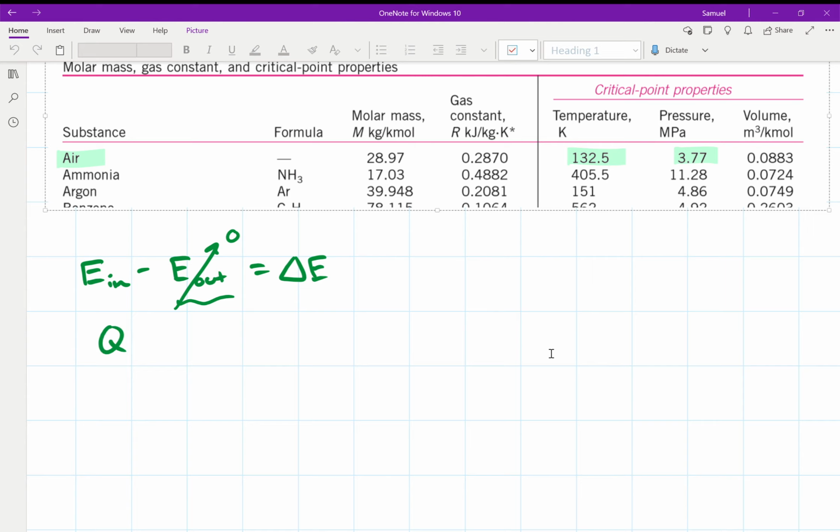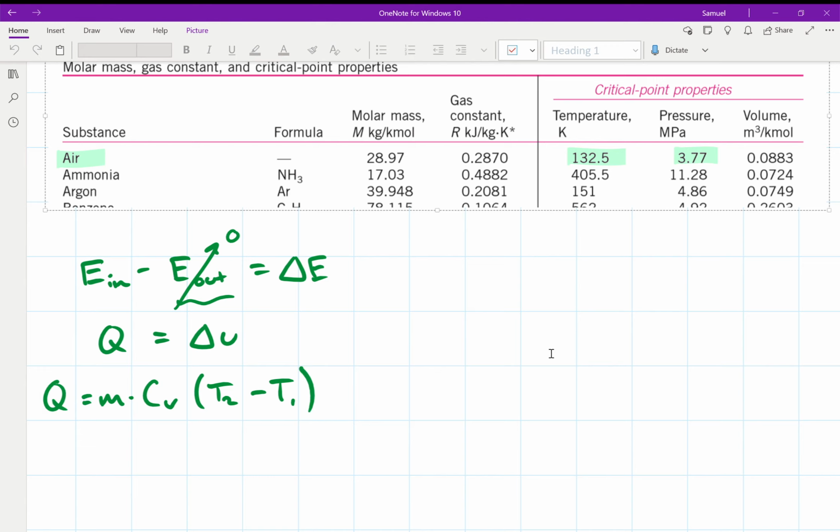Looking at the other side, the change in the energy, this is a stationary system, which means the only change in the total energy is going to be the change in the internal energy. Looking at that capital Q, we have an equation for this, which says that m times Cv times (T2 minus T1) equals our capital Q.